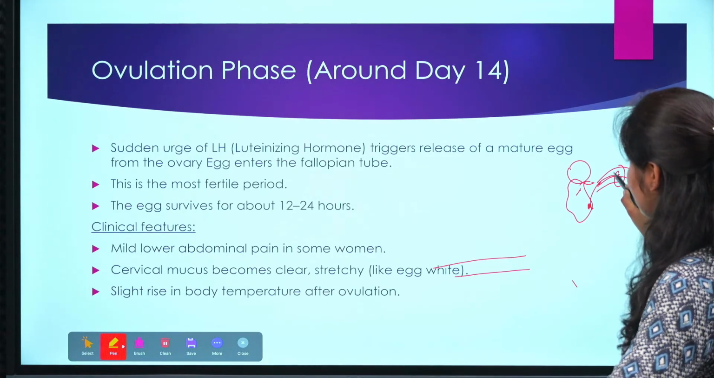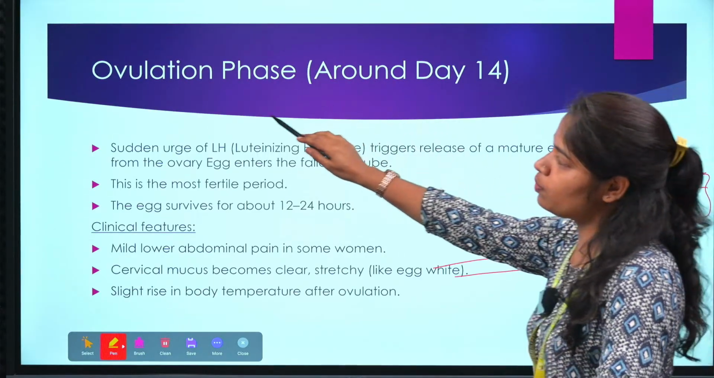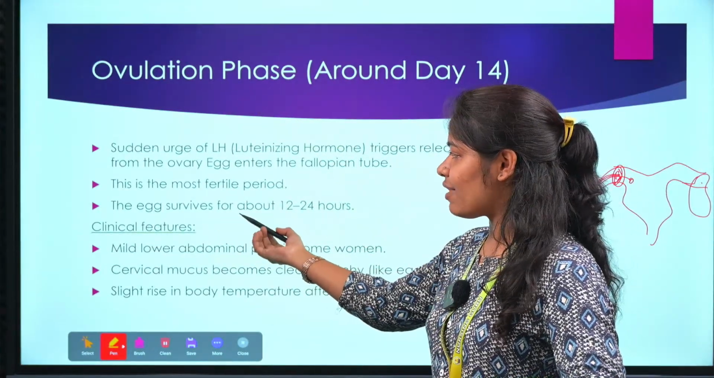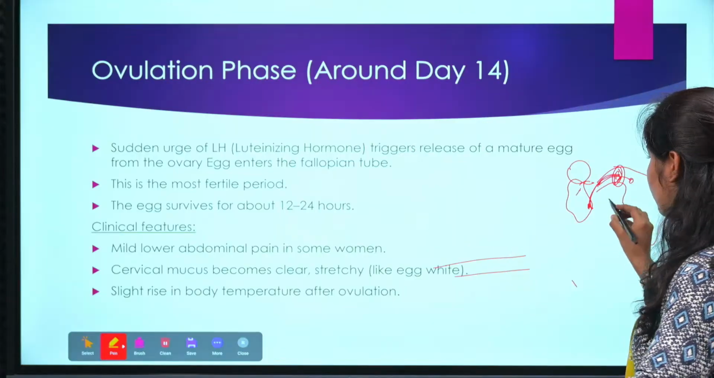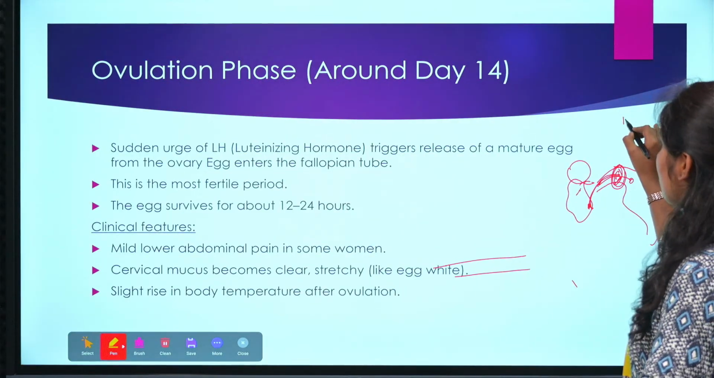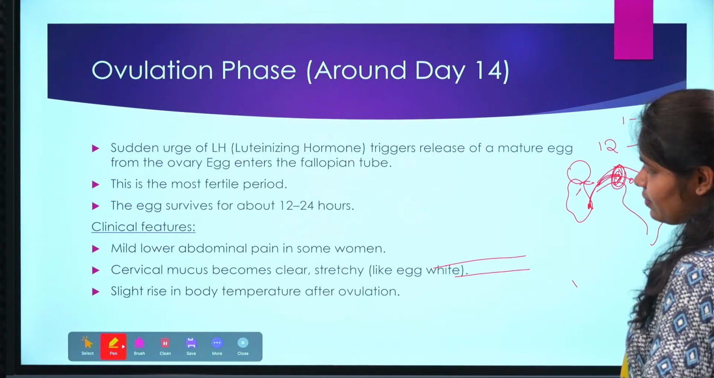Here only the fertilization will happen. This mature egg will enter the fallopian tube in the ovulation phase. Next, this egg survives for 1 to 2 days. The egg which enters the fallopian tube will survive 1 or 2 days, or 12 to 24 hours.